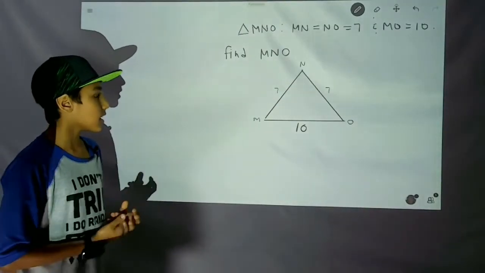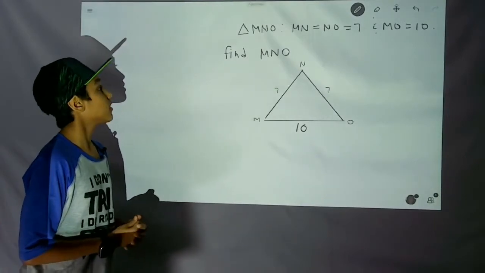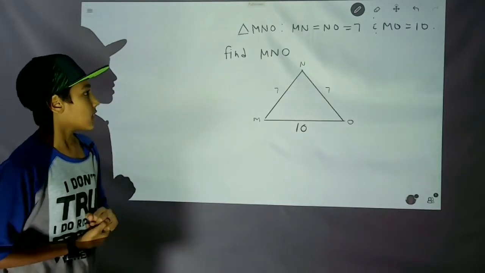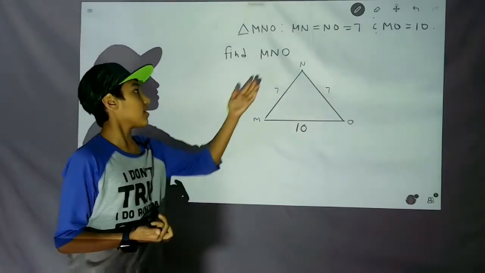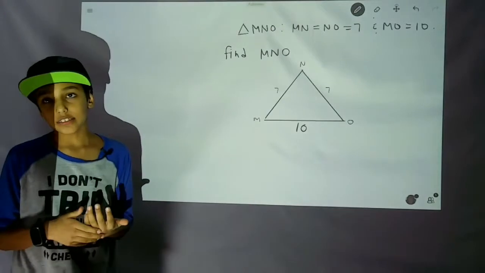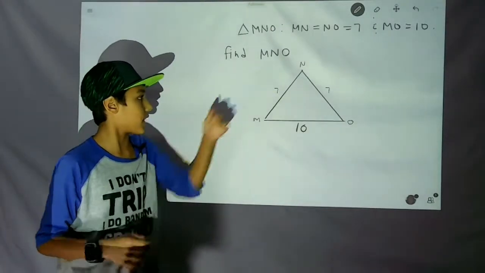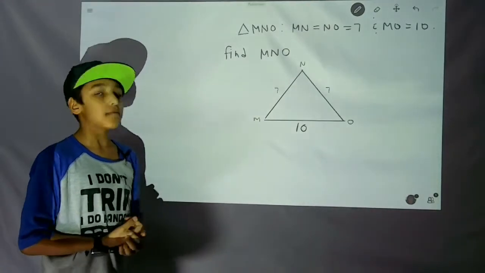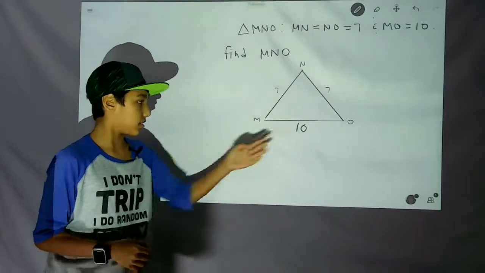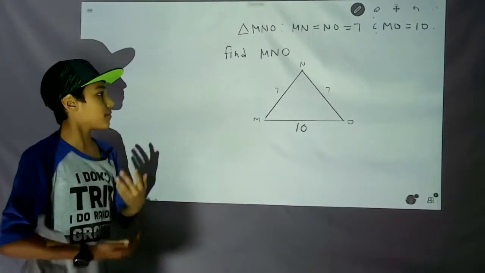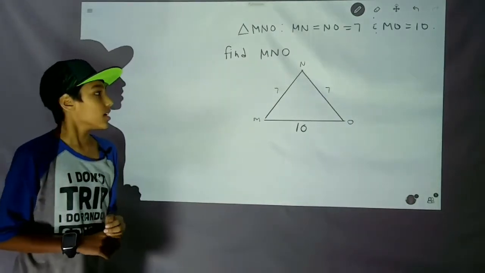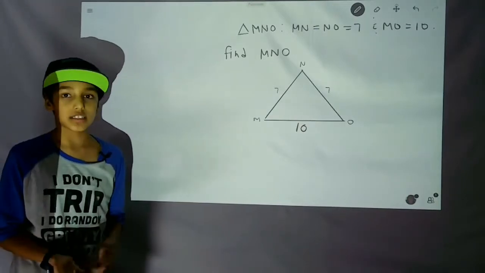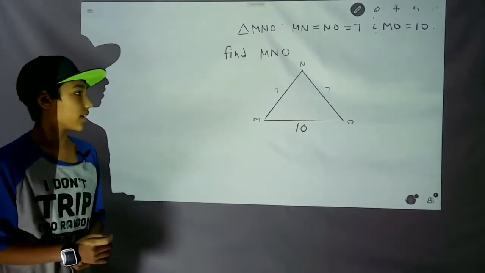So we're starting on our second problem now. We're asked to find m and o. So given that mn equals no, which equals 7, so both mn and no are equal to 7, and mo equals 10. So to find m and o, we need to find the altitude, which we can use to find the area. So let's find the area.